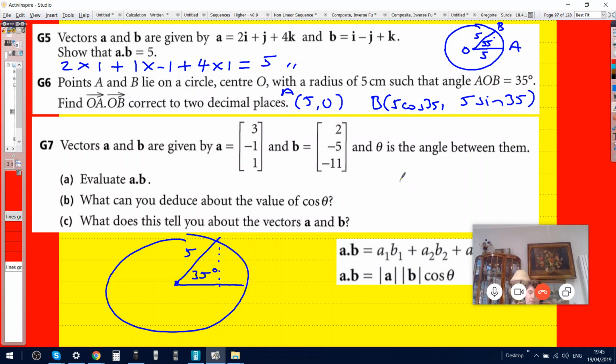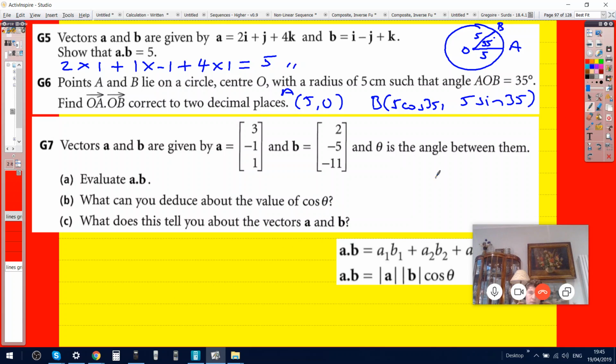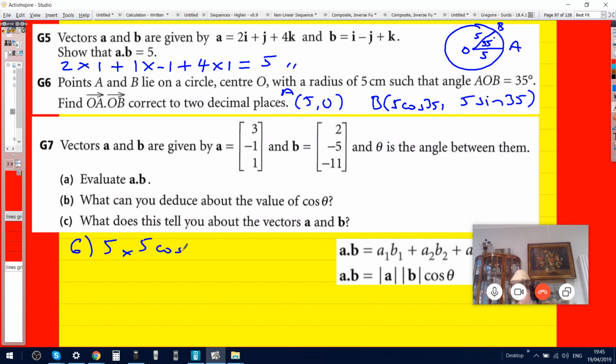And you have to find the dot product for those two. So you would do 5 times 5 cos 35 plus 0. Okay, and whatever that is.